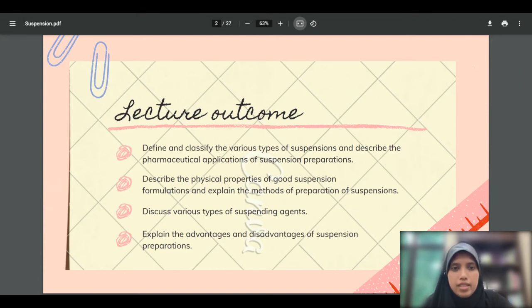At the end of this lecture, you are expected to be able to define and classify the various types of suspensions and to describe the pharmaceutical applications of suspension preparations, to describe the physical properties of good suspension and explain the method of preparation, to discuss the various types of suspending agents and to explain the advantages and disadvantages of suspension preparations.